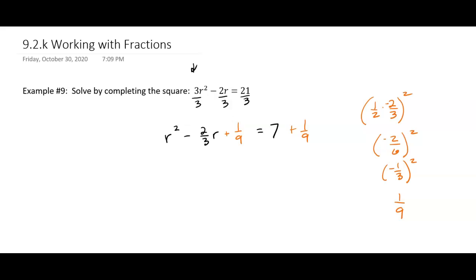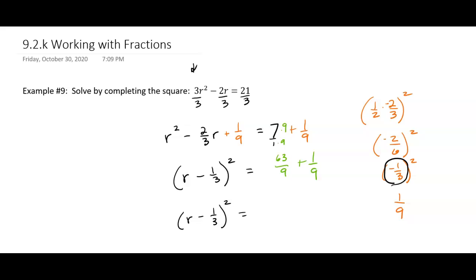1/9 is the number I'm going to add to both sides. Okay, so everything's good so far. On the left, we're going to have r, and then it's going to be this number in the parentheses, minus 1/3 squared equals, and now I have 7. Well, I'm going to make it 7 over 1, and I'm going to get a common denominator. I'm going to multiply by 9. That's going to give me 63 over 9 plus 1 over 9. Okay, so that's going to be r minus 1/3 squared equals 64 over 9.